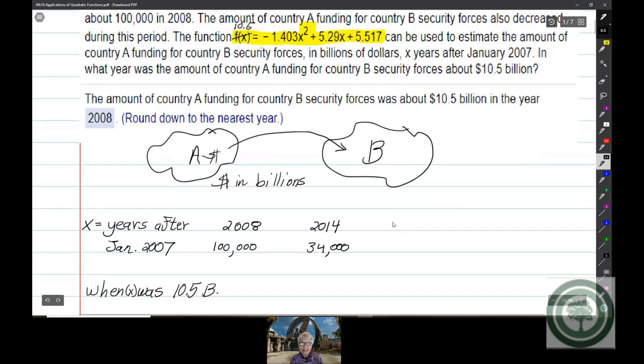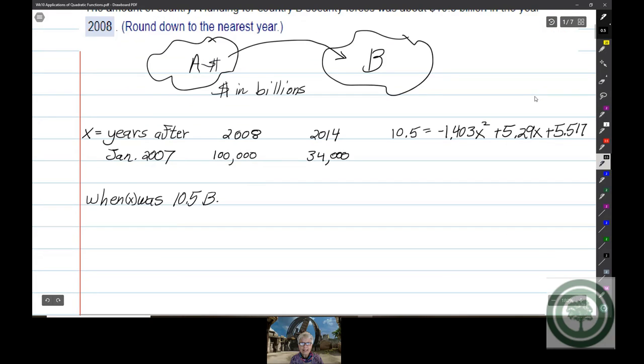Okay. So 10.5 equals negative 1.403 x squared plus 5.29 x plus 5.517. This is a quadratic equation. It's an especially ugly one, but it is a quadratic equation. So I have to set it equal to zero so I can solve for X. So I'm going to subtract 10.5 from both sides of the equation.